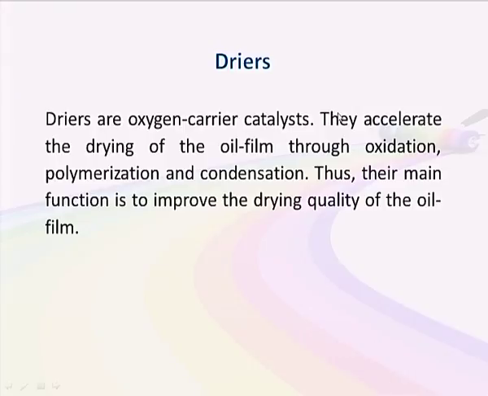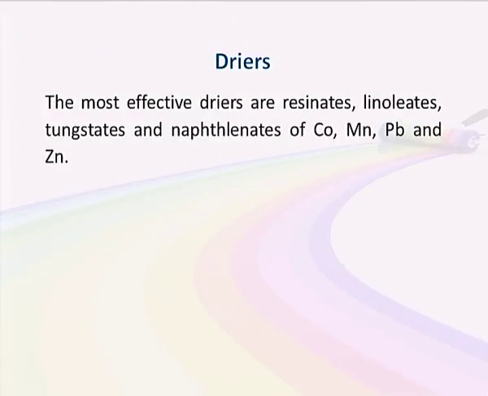Next component of the paint is dryer. Dryers are basically oxygen carrier catalysts. They accelerate the drying of the oil film through oxidation, polymerization and condensation. Thus, their main function is to improve the drying quality of the oil film. The most effective dryers are resinates, linoleates, tungstates and naphthenates of cobalt, manganese, lead and zinc. So, we can see here many transition metals are being used.